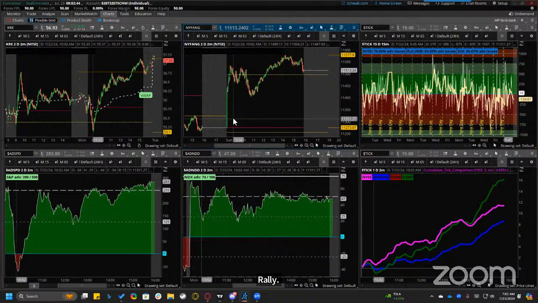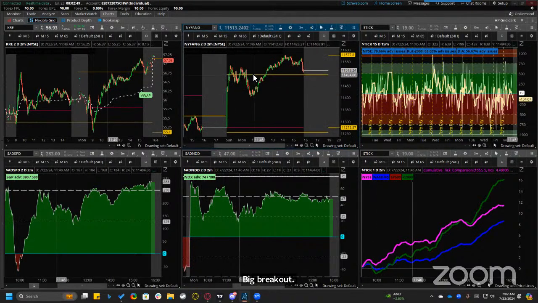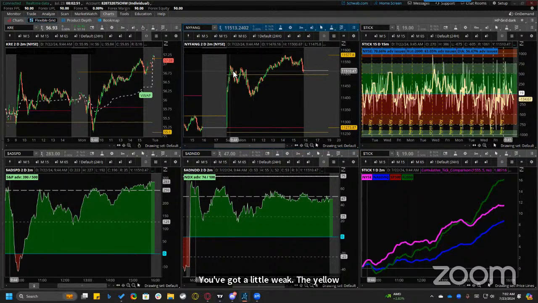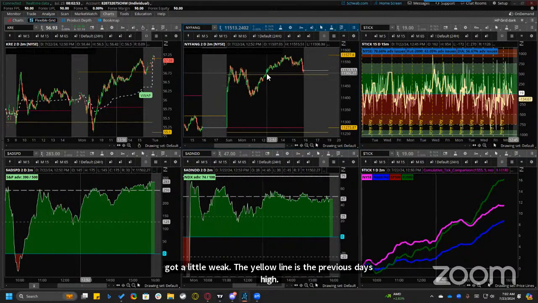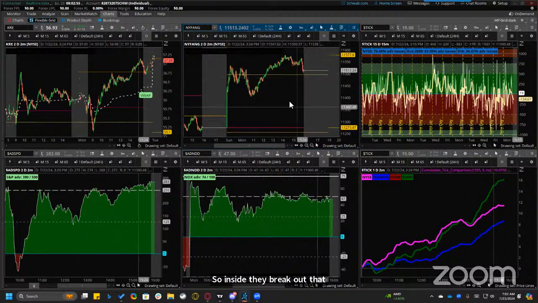The Mag 7, by the way, big breakout. It got a little weak. The yellow line is the previous day's high. So, inside day breakout that failed, but then it got back up there about 1 o'clock and it held it.